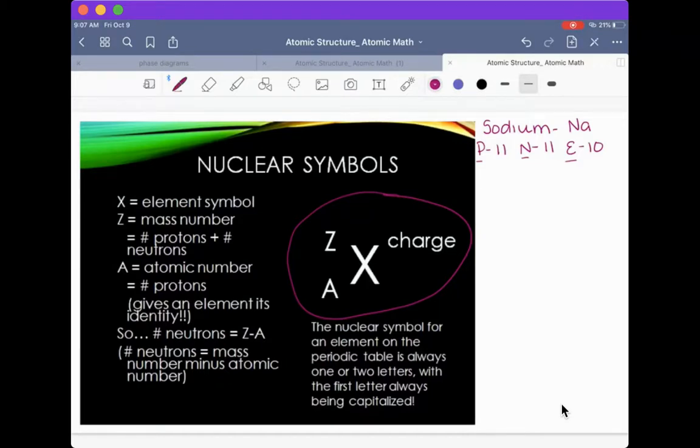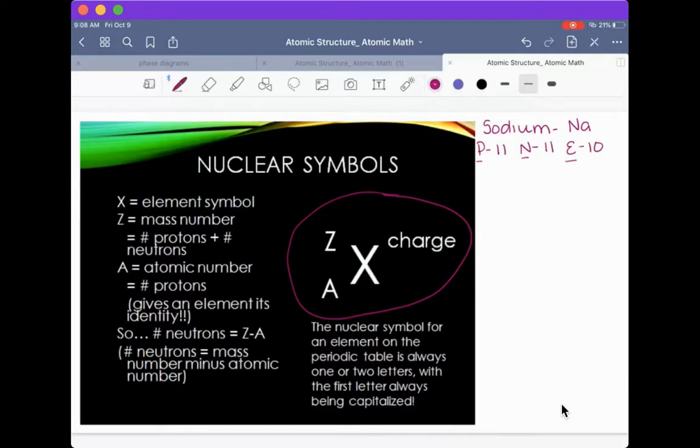All right, so the first thing we need to do is we are going to write it in the form that is shown below. So this layout here is how we represent atoms using the nuclear symbols. You can see here we have the X. That big X represents the elemental symbol. It's found on the periodic table. It is either a 2-letter or 1-letter symbol.